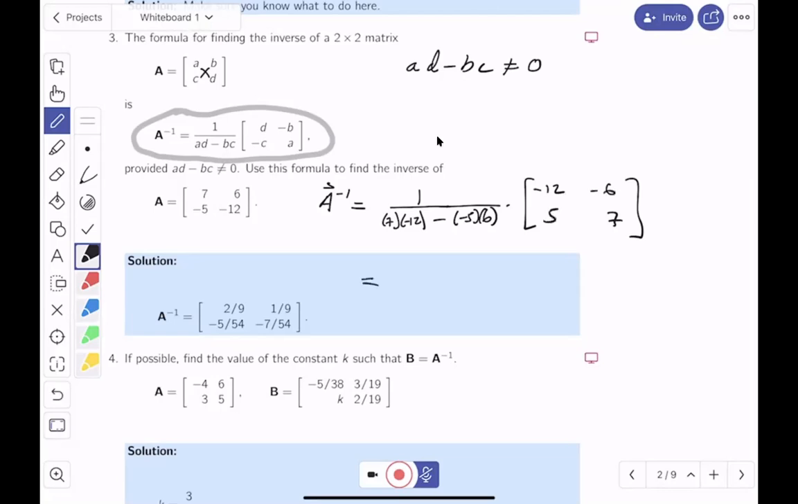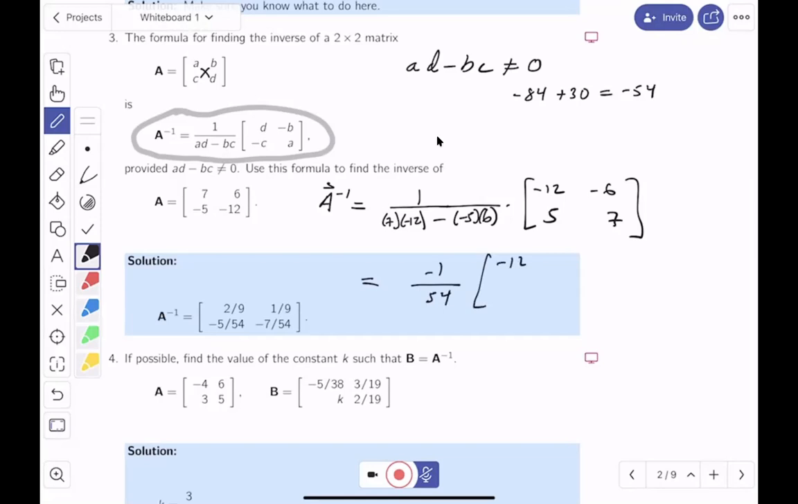Great, mistakes happen. Let's go through the arithmetic. And what are you going to get over here? Well, let's see. 7 times minus 12, some side arithmetic for you, is minus 84. And then you're going to get minus a minus 30, which is plus 30, right? Which is minus 54. All right, so I'll put this over here. So this is minus 1 over 54.